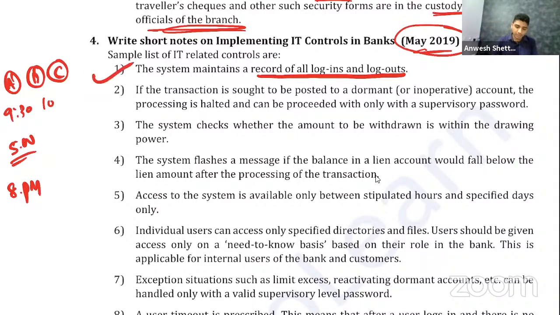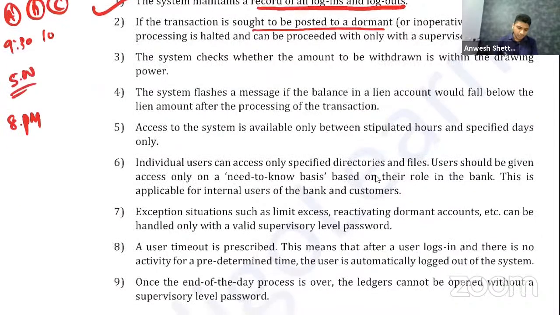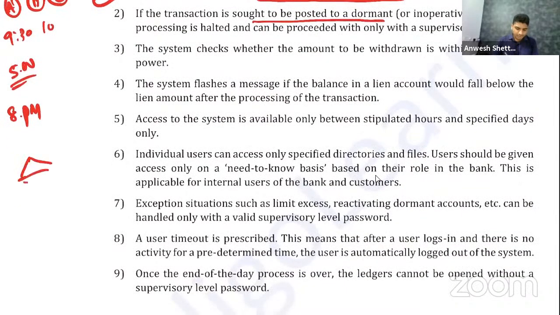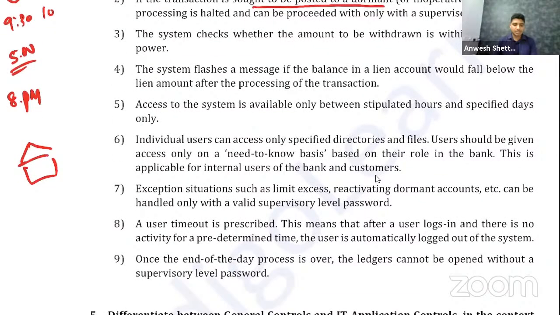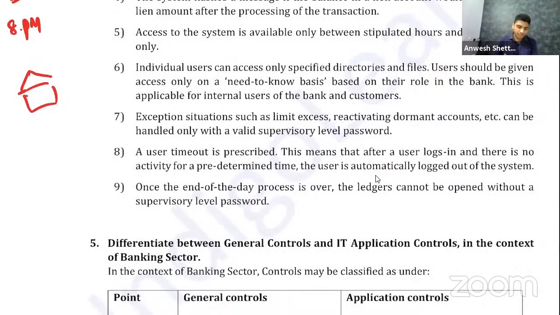The next IT control could be if the transaction is about to be posted to a dormant account. Now, what is a dormant account? Let us say you are a branch manager, and this is the bank branch, and there is one account of a customer called A. Now, A had put money, how much? 10 lakh rupees, 10 years back.